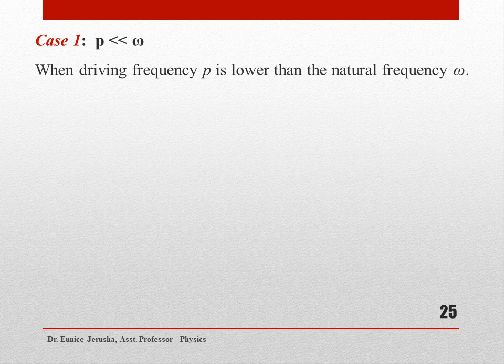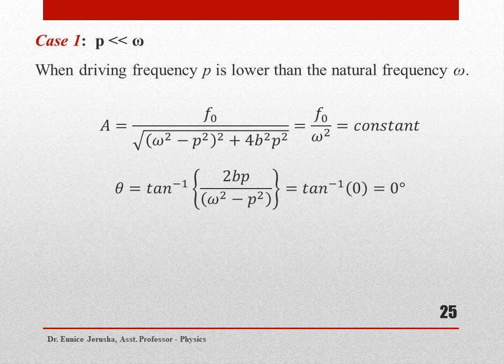We are going to consider 3 cases here by varying the values of the driving frequency. The first case is when the driving frequency is much lower than the natural frequency. In such an instance, the amplitude of oscillation and the phase will change. The amplitude of oscillation a changes as f naught by omega square, which is a constant. This is due to the fact that p square, which is present in the first term in the denominator, is much less than the omega square term.